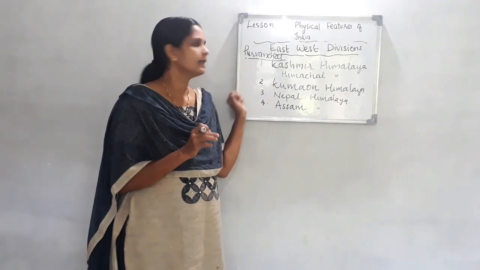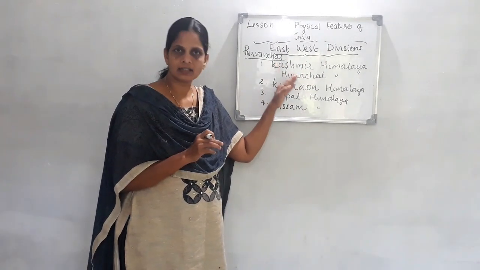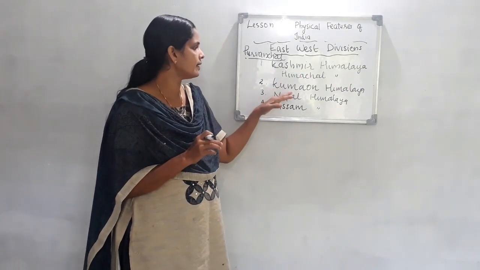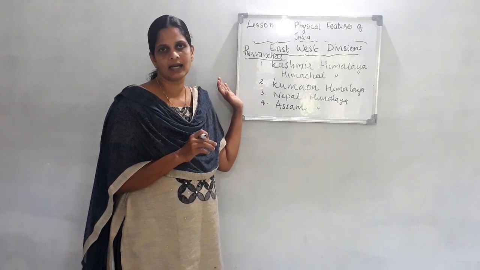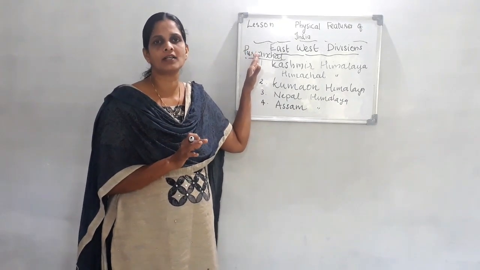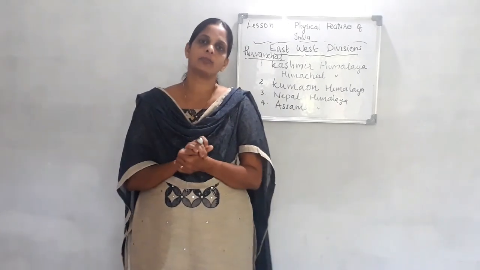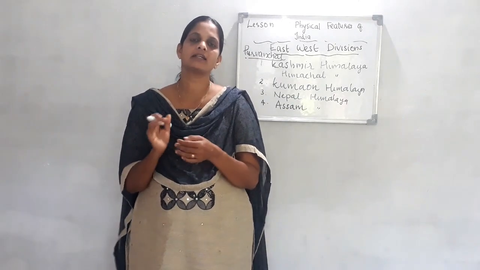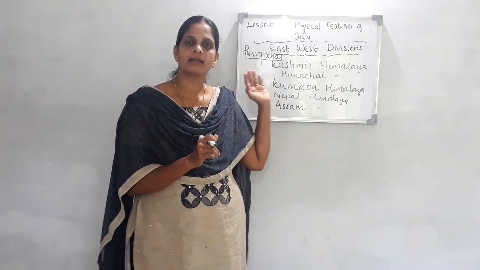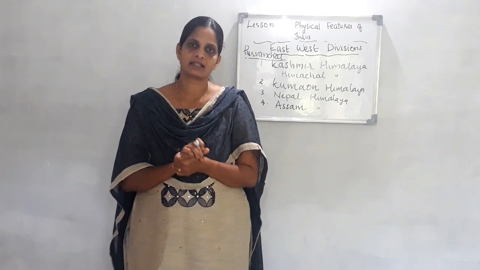Write in your notebook. Which are the east-west divisions of Himalaya? Kashmir Himalaya, otherwise in Himachal Pradesh it is called Himachal Himalaya, Kumaon Himalaya, Nepal Himalaya, Assam Himalaya. And the easternmost side of Himalaya is called Purvanchal Himalaya. Is it okay? You should read the textbook, my dear children, because we have discussed many terms. Listen to this video and write the questions and answers. Plus you should read the textbook and make it clear.